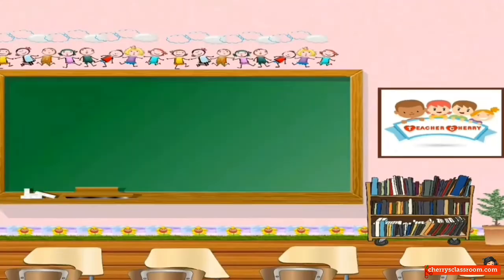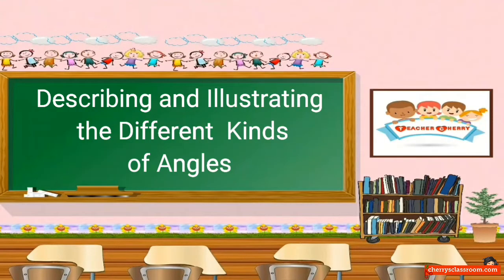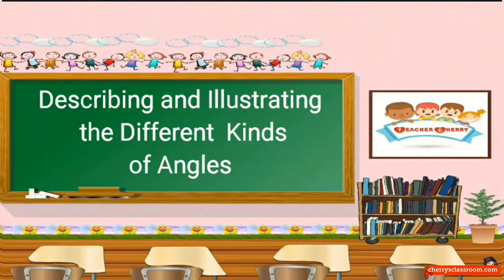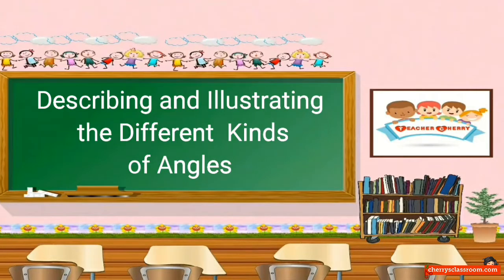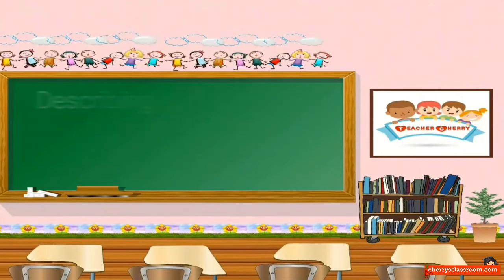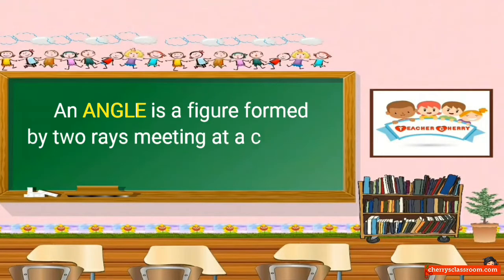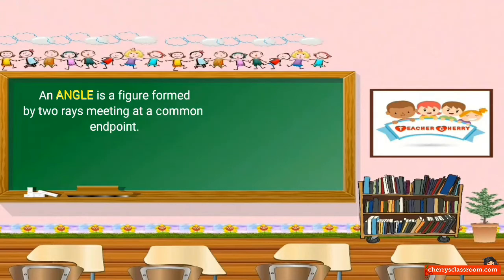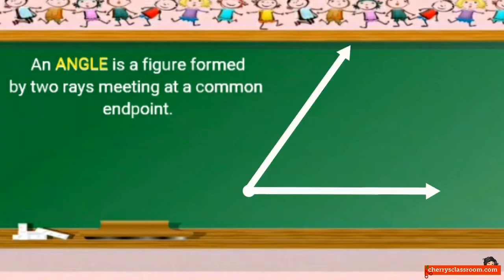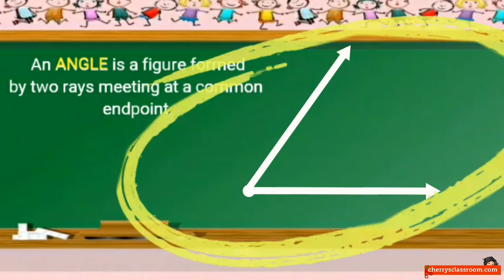Today's lesson is describing and illustrating the different kinds of angles. A figure formed by two lines or rays meeting at a common endpoint is an angle. Two rays, 1 and 2. Common endpoint. An angle.